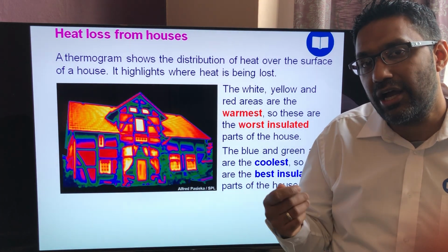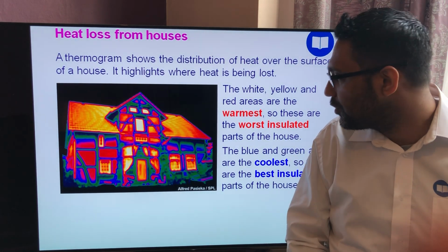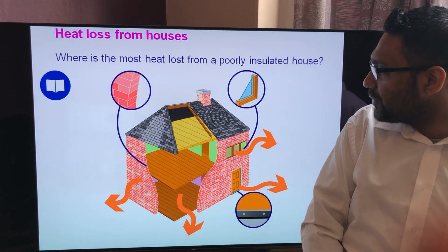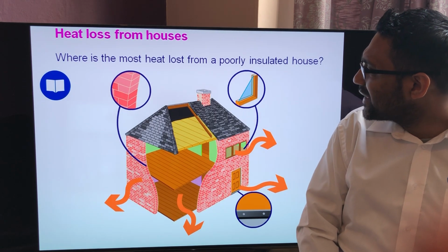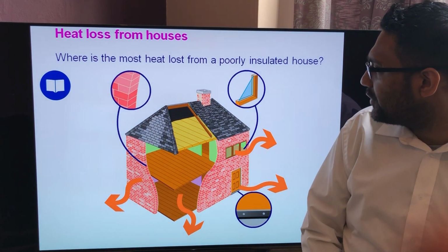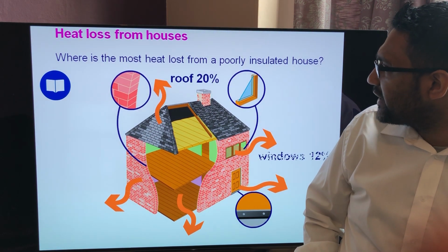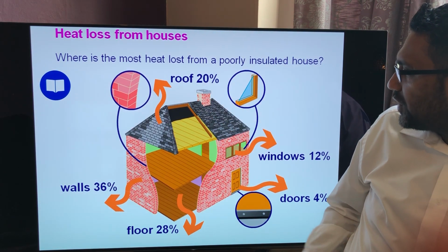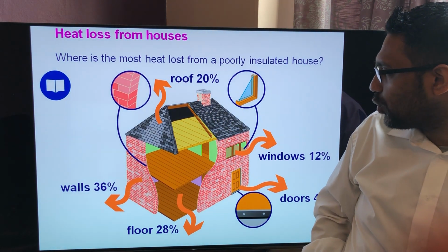And at the same time, your bills will be astronomical. Your gas bills will be really expensive, which they already are anyway. So you want to make sure that your home is well insulated. So where does the heat go then? Most of it, 20%, okay, so through the roof. Another 36% through the walls, but it depends on your house.